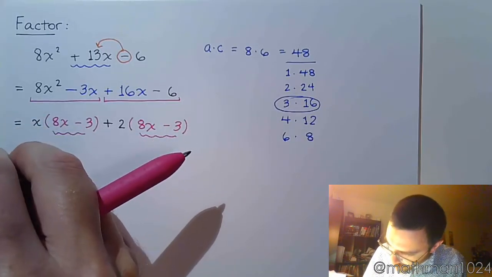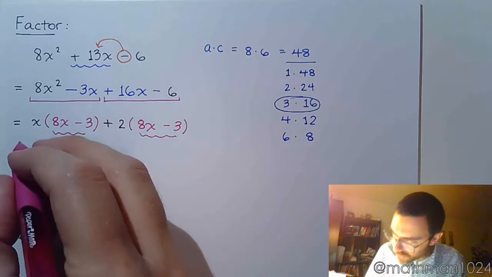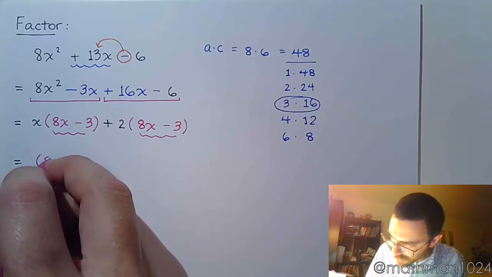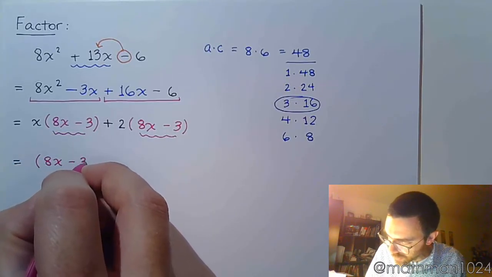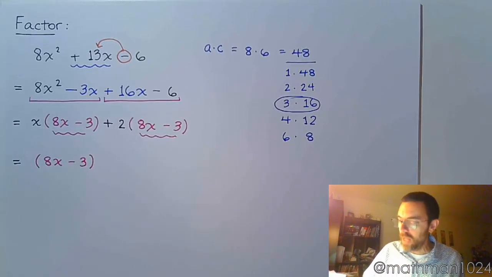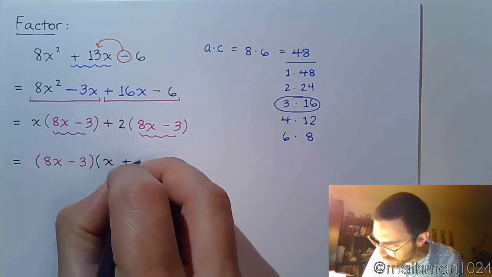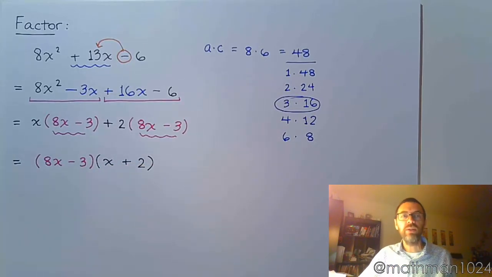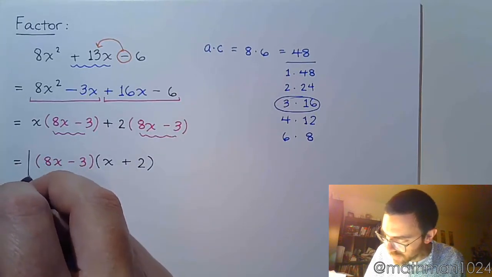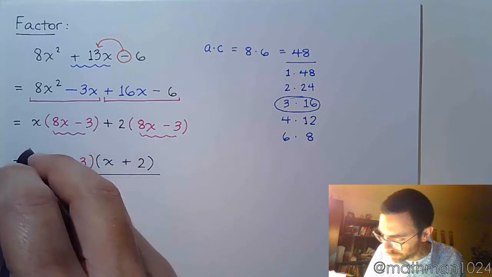So for our last step, we put everything together. 8x minus 3 is that common factor that we write out front. And 8x minus 3 was connected to both x and 2. So 8x minus 3 times x plus 2 is the factorization for this polynomial.